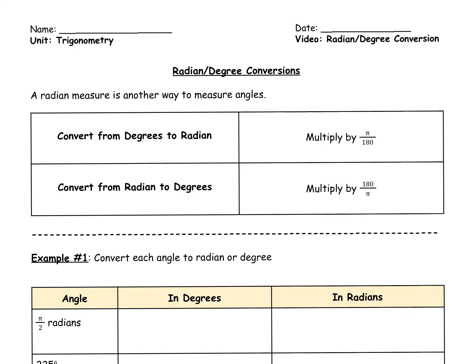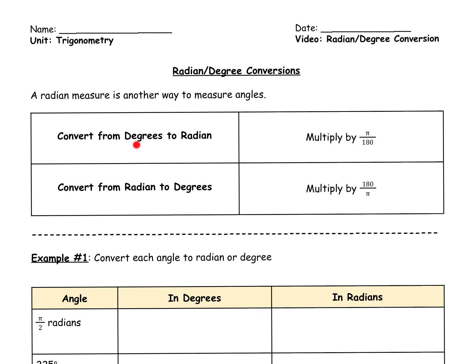Hi everyone. In today's lesson, we're going to talk about radian and degree conversions. By definition, a radian measure is simply another way to measure angles. Just as we have inches and feet, we can use two different measurements to measure the length of something. So this is for degrees, or measuring angles, right?